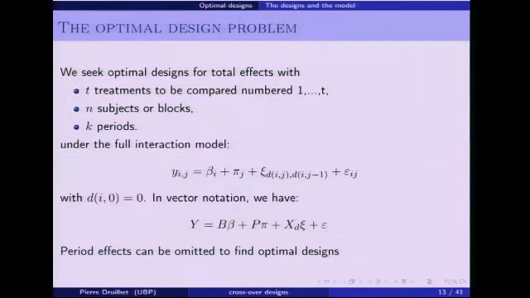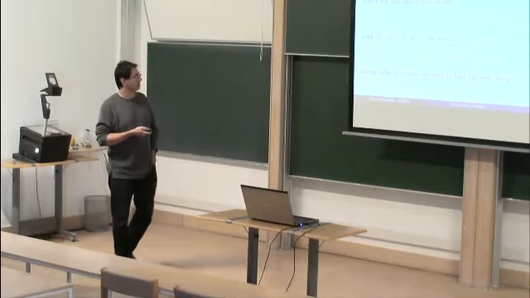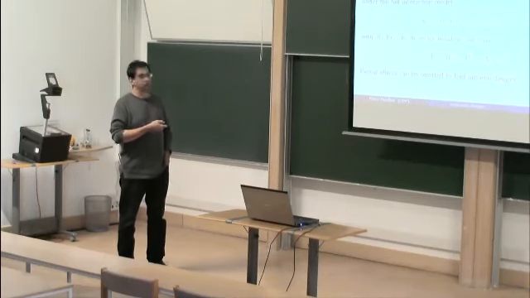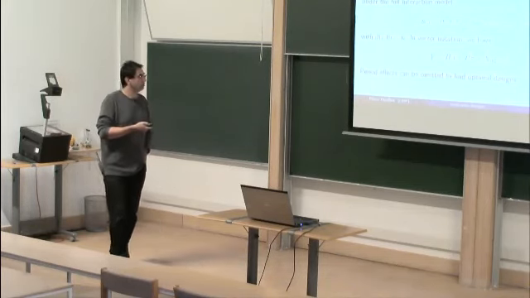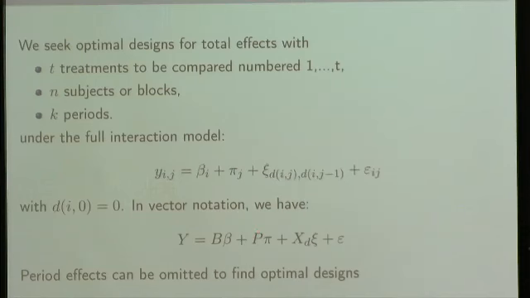And in vector notation, we have B, which is the incidence matrix for block effects, P for period, and X for the full interaction between residual effect and treatment effect. In the following, we will omit period, because the optimal design we will find with a model without period is the same as with period effect. So to obtain the design, we first remove the period effect, but we can put the period effect back at the end because the optimal design is the same.